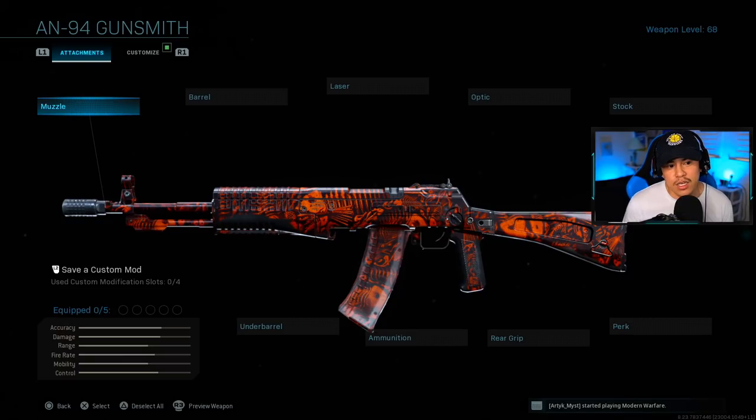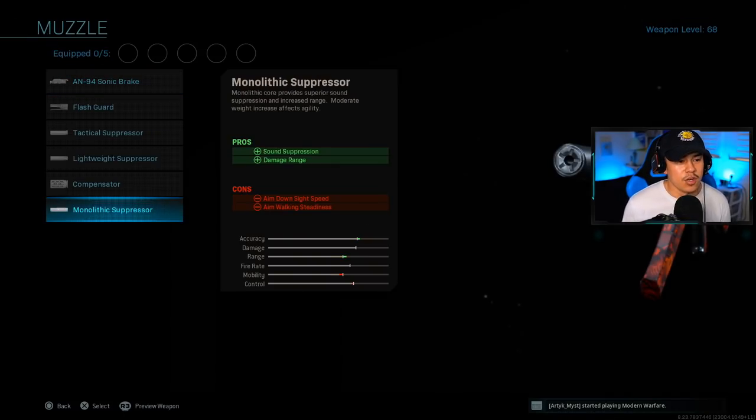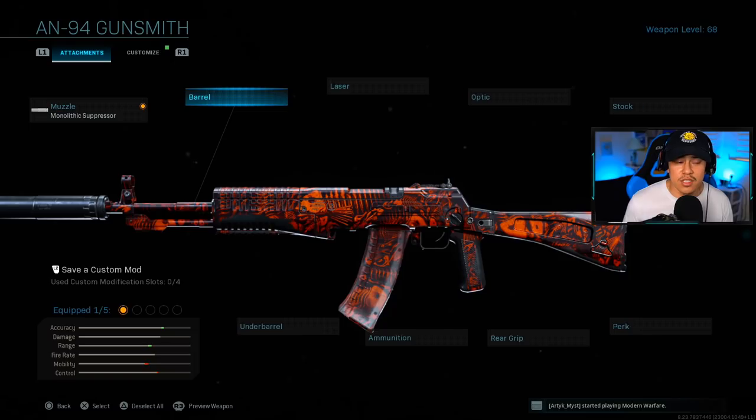So let's go ahead and make an aggressive class setup here. So I'm going to put on the monolithic suppressor. That will keep us as stealthy as possible, and it'll add a bit of damage range as well.